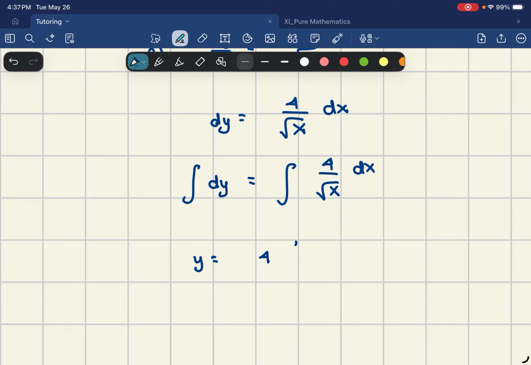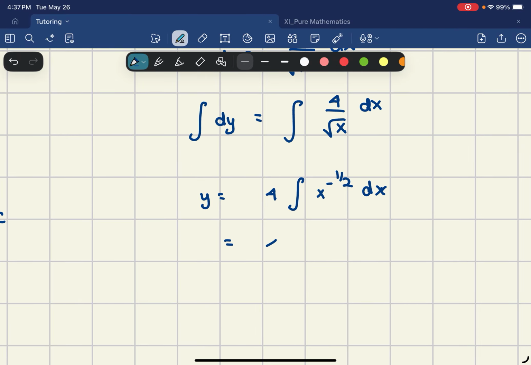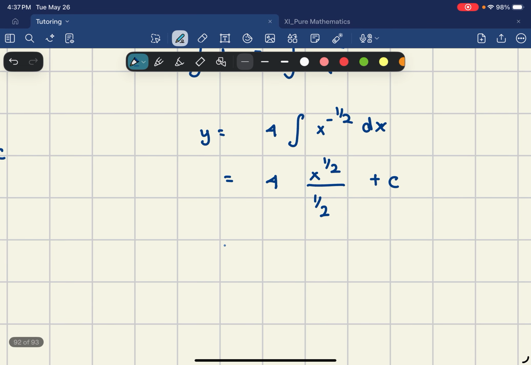And you can factor out a 4, and you can integrate this expression, right? You brought out a 4, and you wrote 1 over square root of x as x to the power negative half. And now you can write this as negative half plus 1 is going to give you positive half, divided by your new power, plus c. So your final answer is going to be 8 root x plus c. So that is your answer.